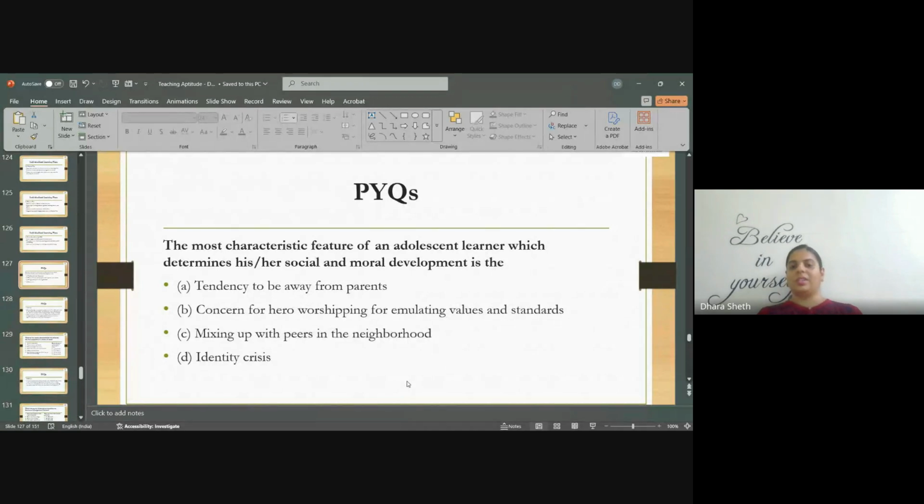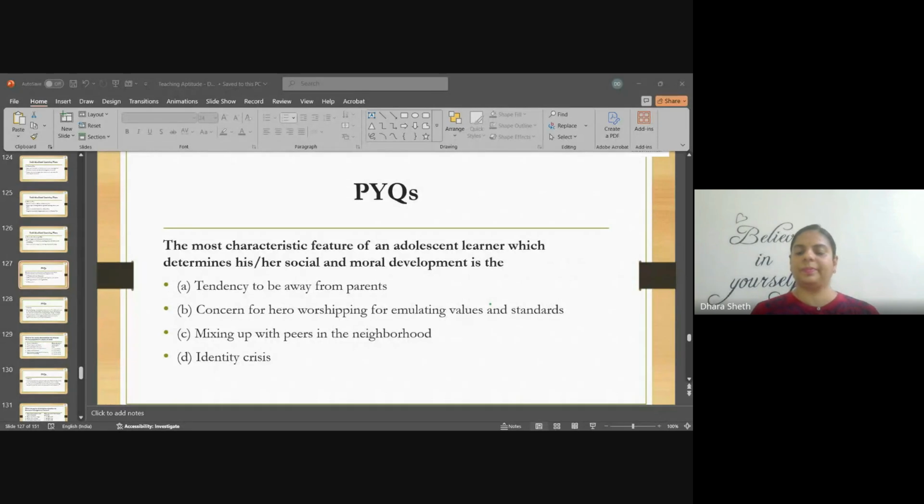So the most characteristic feature of an adolescent learner, which determines his or her social and moral development, is, out of the given options, which do you think is more applicable? Tendency to be away from parents, concern for hero worshipping, mixing up with peers, and identity crisis. What determines his social and moral development? So the answer is hero worshipping.